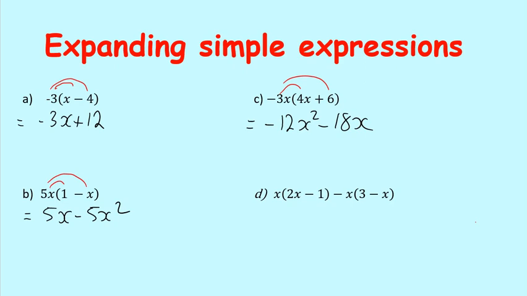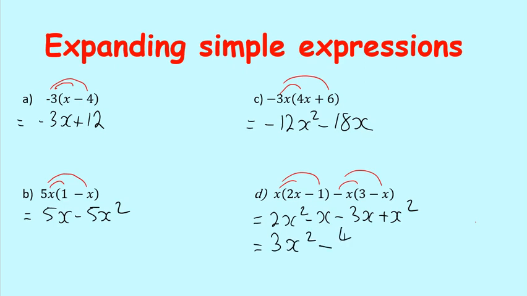For D, we will expand both brackets using the distributive law. And remember that since there is a negative symbol in front of the x, the 3 and the negative x inside the brackets will be multiplied by -x. We will then simplify by collecting like terms, which will leave us with 3x squared minus 4x.